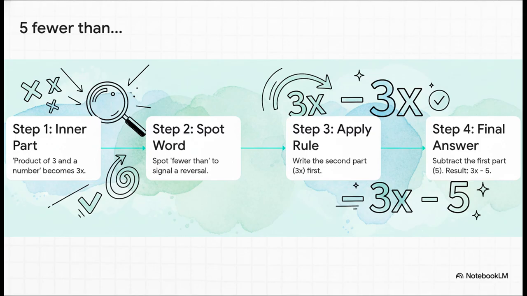All right, let's really put this rule to the test with a more advanced one. 5 fewer than the product of 3 and a number. Okay, first let's handle that inner part, the product of 3 and a number. That's just 3x. Now we look for our signal, and we've got one. Fewer than. The rule takes over. Write the second part, our 3x, down first. Then subtract the first part, the 5. Our final translation is 3x minus 5. See? It doesn't matter how complicated the pieces are, the rule always works.